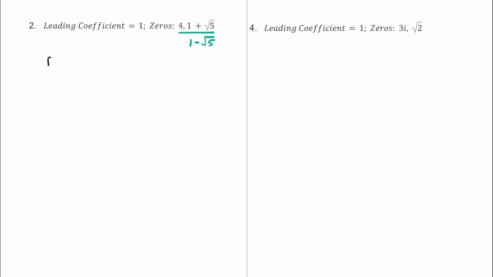Let's write our polynomial in factored form first. So we have f of x is equal to, and we know one of our zeros is 4, so our first binomial is going to be x minus 4. After that, we have this 1 plus the square root of 5.